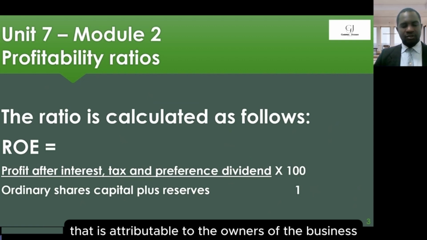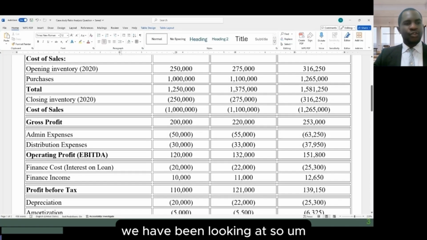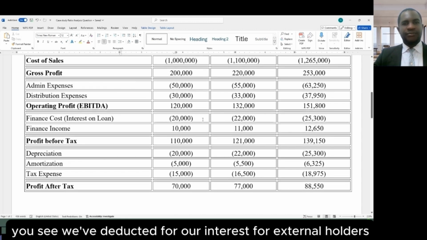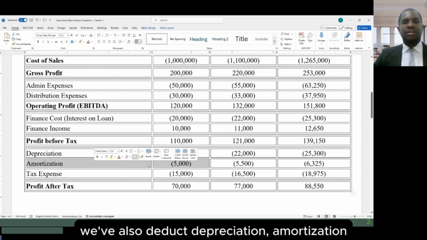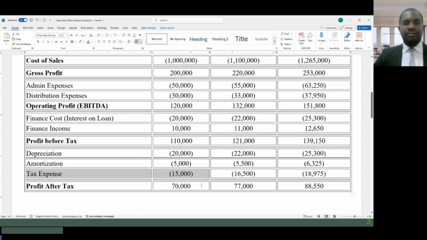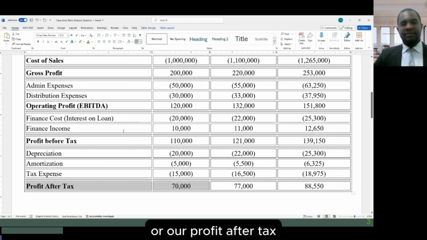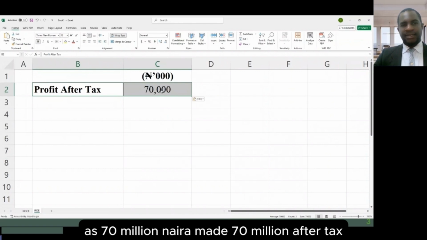So let's look at an example here graphically with the same shareholder tool we have been looking at. Our profit after tax is given here. You see we've deducted the interest for external holders. We've added back our finance income. We've also deducted depreciation, amortization, and every expense that has to do with the business. So we are looking at the bottom line, which in this case is our net profit or our profit after tax. So I post it as 70 million naira. Made 70 million after tax.